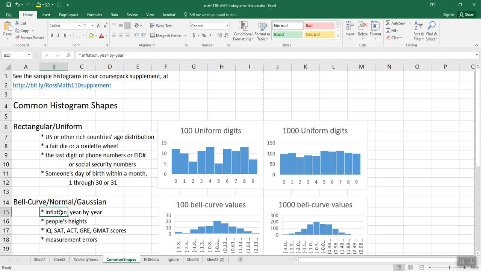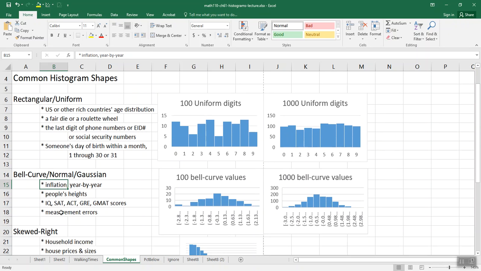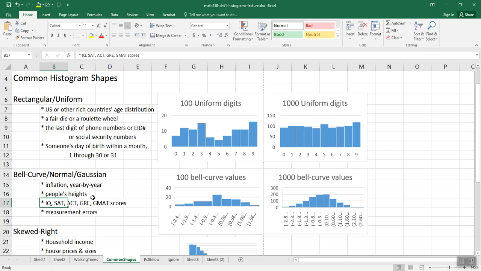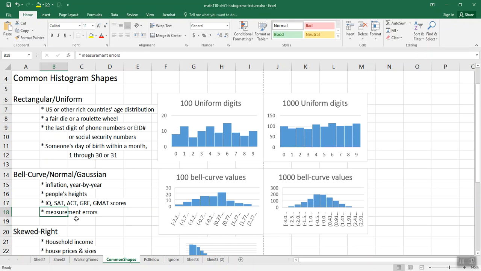Then we saw some things that were bell curve distributed. Inflation year by year was one of them. People's heights are generally kind of bell curve distributed. SAT, ACT, any big standardized test typically has a bell curve distribution of scores. Any measurement errors, if you're working in a science or medicine lab, usually those have a bell curve distribution.